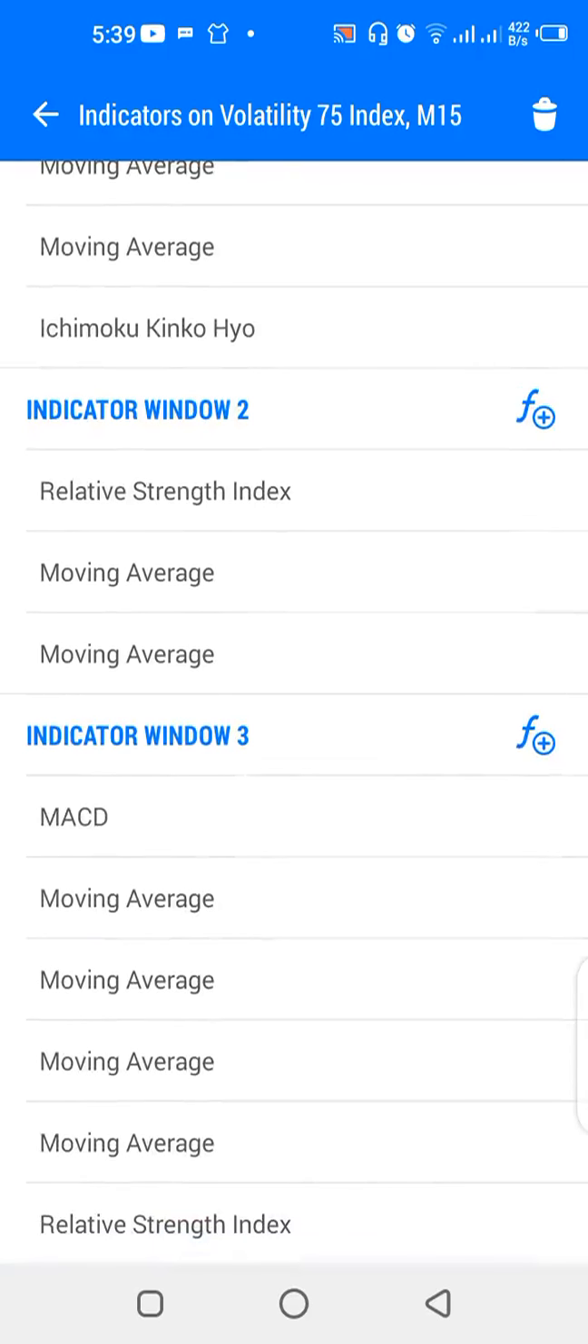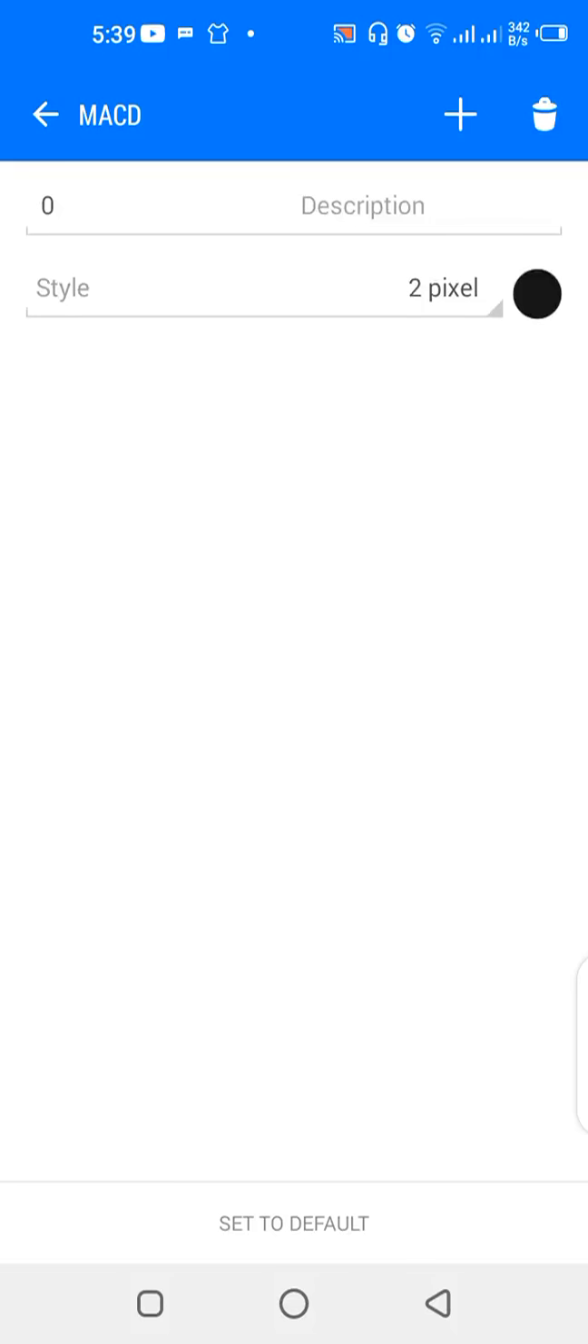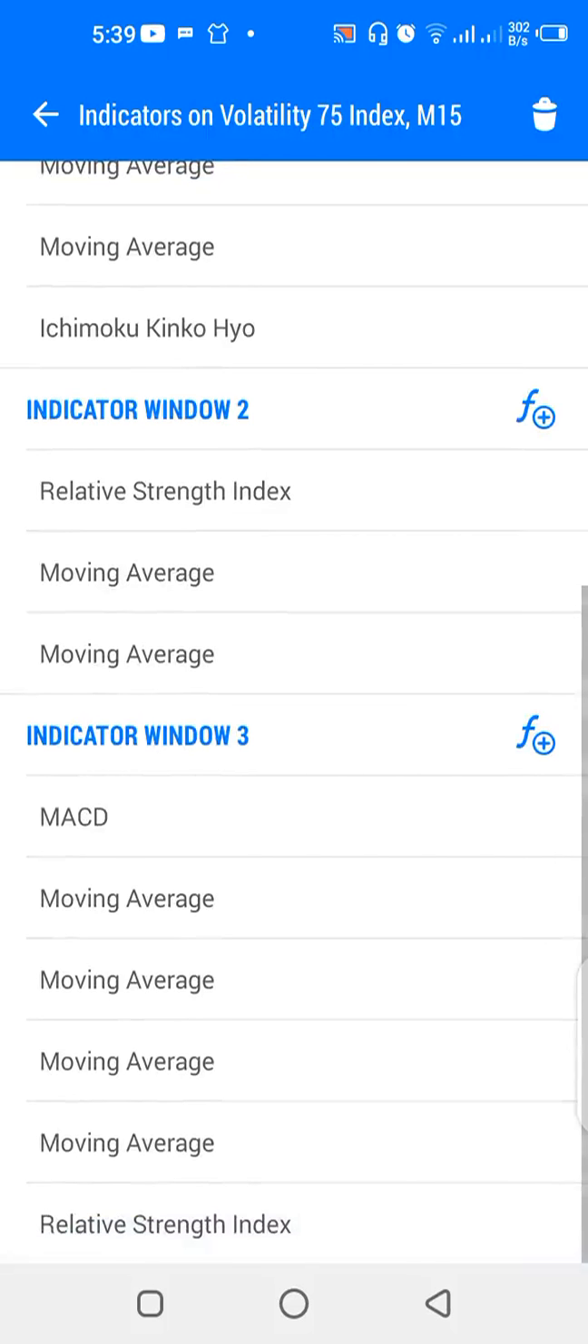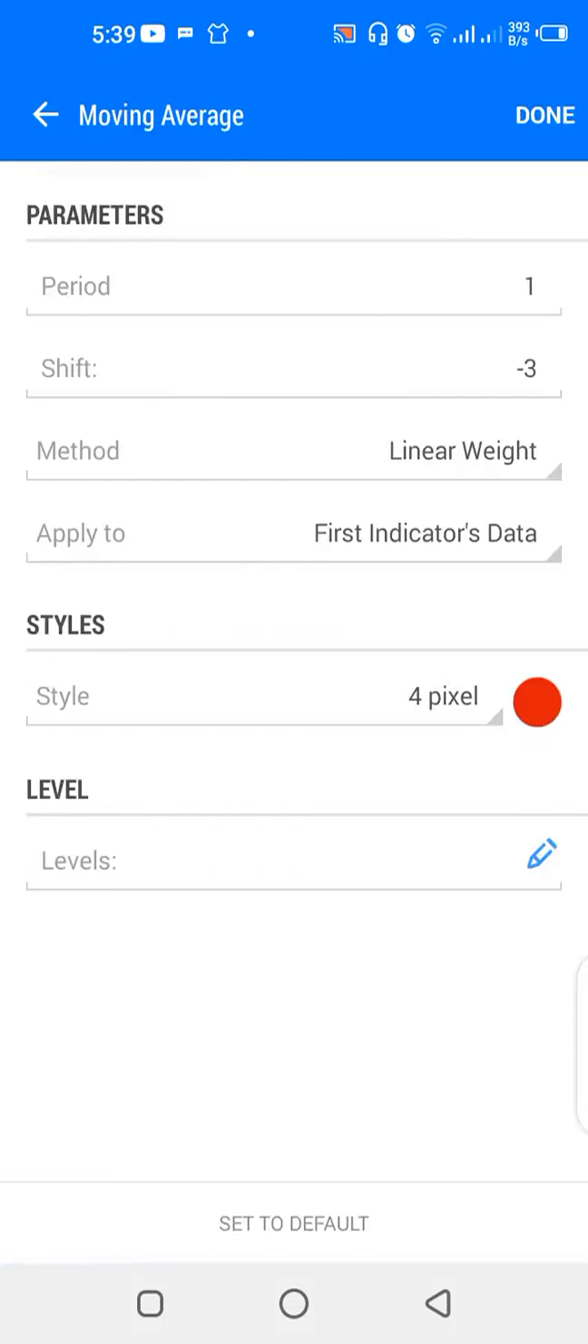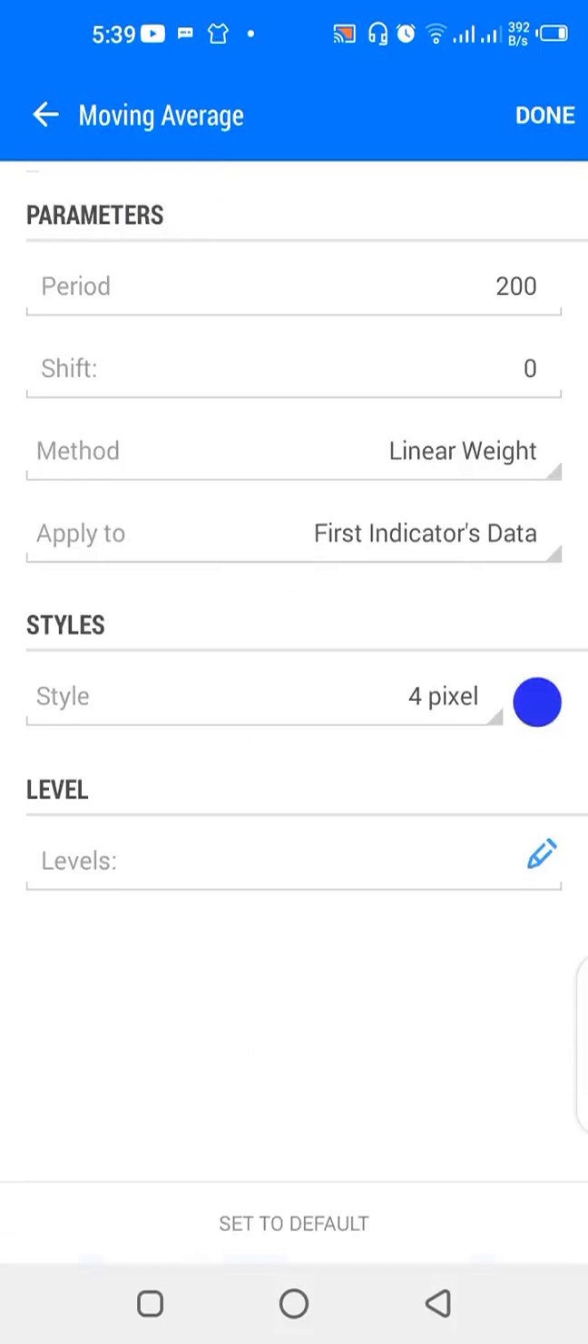And for indicator window 3, we have MACD. Fast EMA is 12, slow EMA is 26, MACD SMA is 9. Okay, the color will match the background color of the chart, and the level is 0. Still on indicator window 3, we have a moving average. Period is 1, shift is -3, method is linear weighted, apply to first indicator's data, color is red. The second moving average on indicator window 3 has a 200 period. Method is linear weighted, apply to first indicator's data, color is blue.